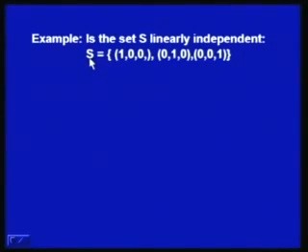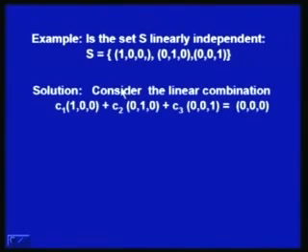Let us say we have a set S consisting of 1 0 0, 0 1 0, 0 0 1. We have to see whether this set is linearly independent or dependent. For this we consider the linear combination C1 1 0 0 plus C2 0 1 0 plus C3 0 0 1, and the right hand side is equal to 0. If we can find a solution which is trivial, then we say the vectors are linearly independent, otherwise the vectors are linearly dependent.